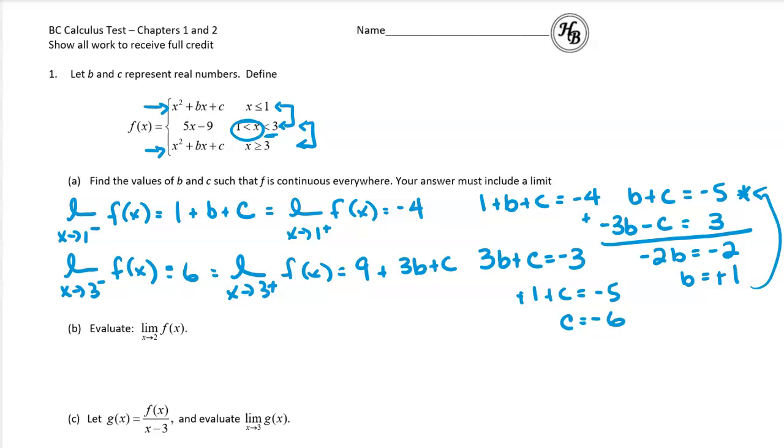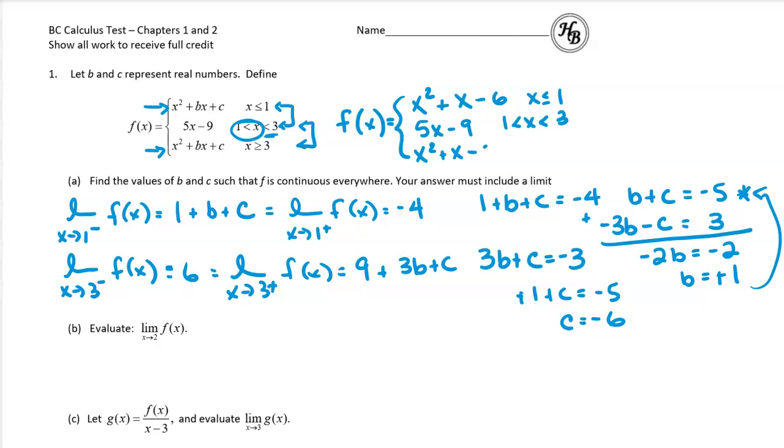So I'm just going to go up here and rewrite my function now that I know what B and C are. I get x squared plus x minus 6 for x less than or equal to 1. The line doesn't change, 5x minus 9 for values of x between 1 and 3. And then again, x squared plus x minus 6 for values of x greater than or equal to 3.